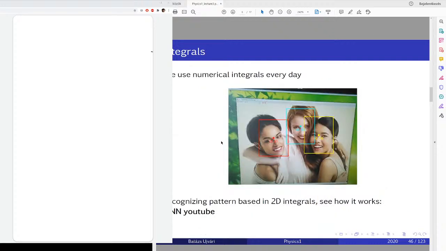Yes, integral is something we use every day. For example, if you check how your phone identifies faces, that also needs a special integral, not analytical integral, what we use here, but so-called numerical integral. There is a nice YouTube video on how the convolutional neural network works. It uses integral several times to find the faces in a photo, and since you can use your phone to identify faces, it works.